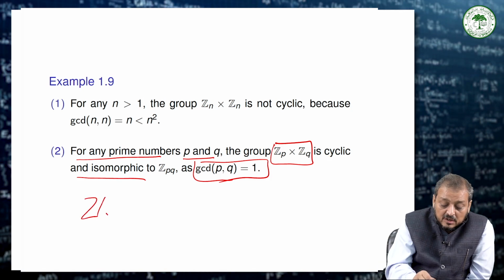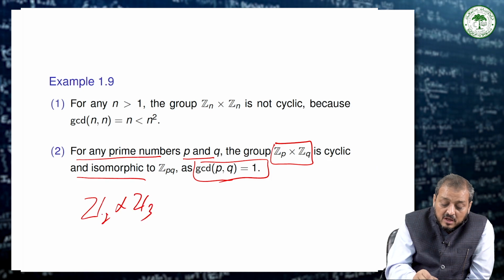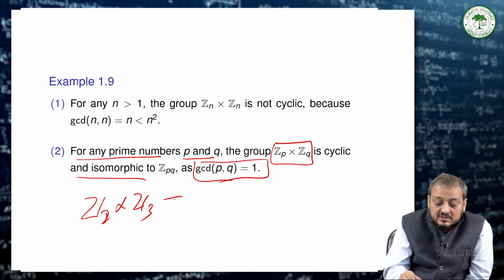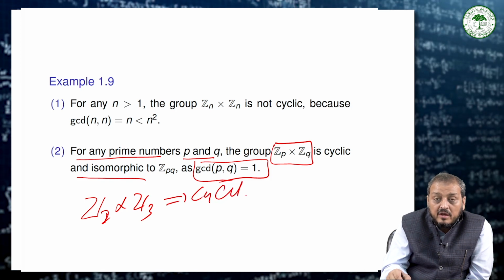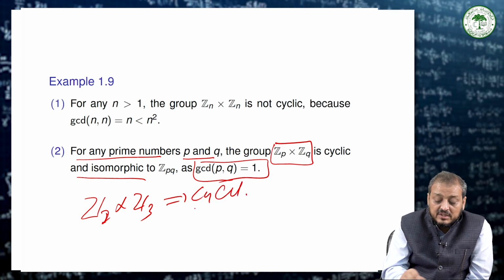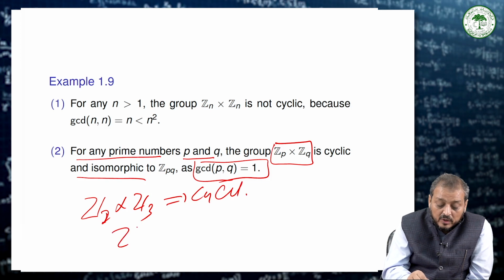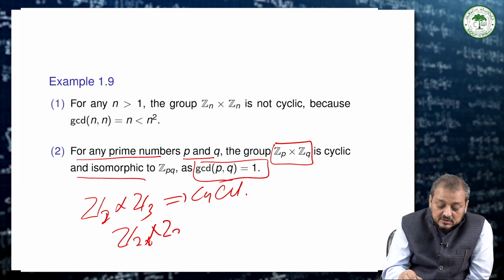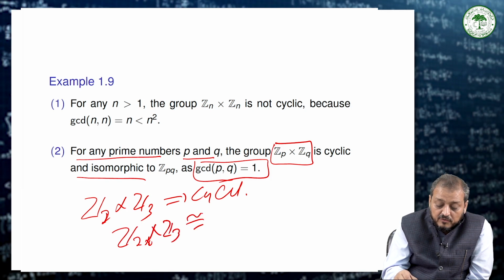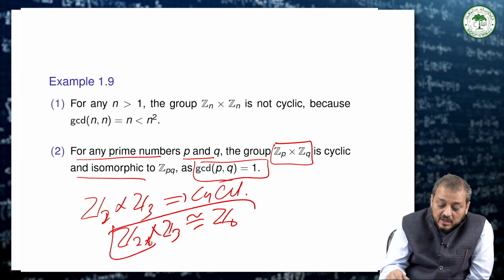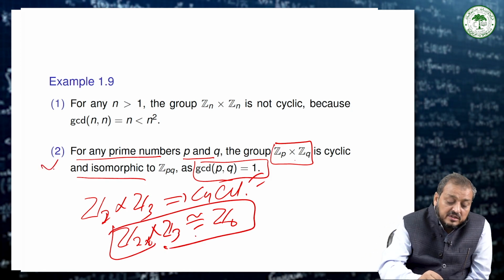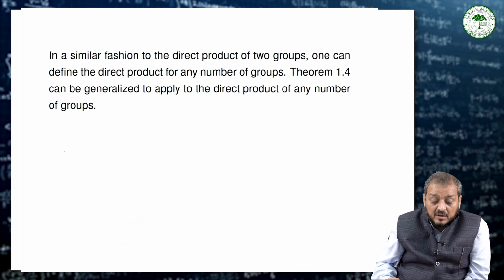We already showed that Zp and Zq are cyclic groups. I already showed you Z2 and Z3 are cyclic, and also I just showed that Z2 cross Z3 is isomorphic to Z6 clearly. So this means we can simply prove this result in this case.